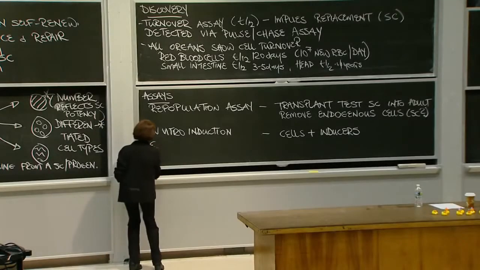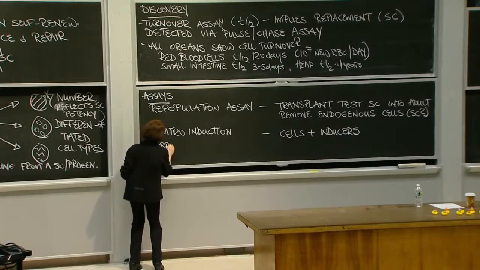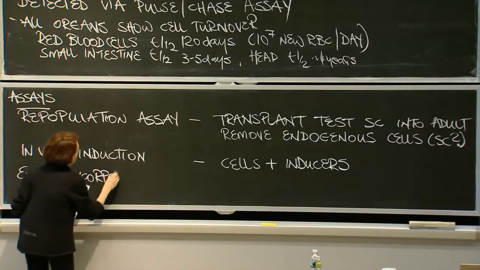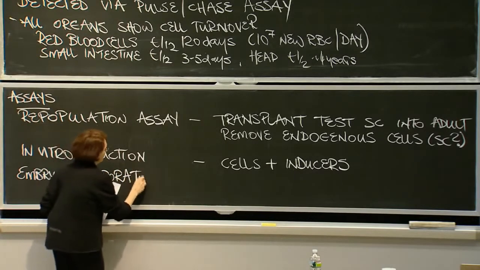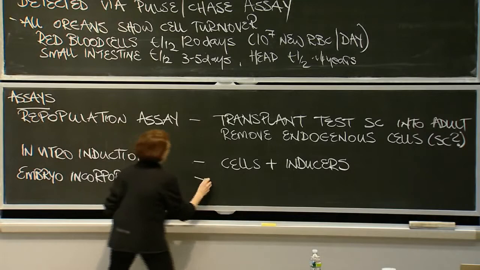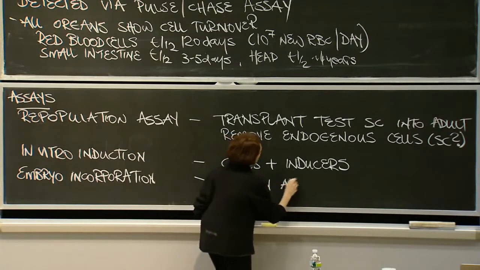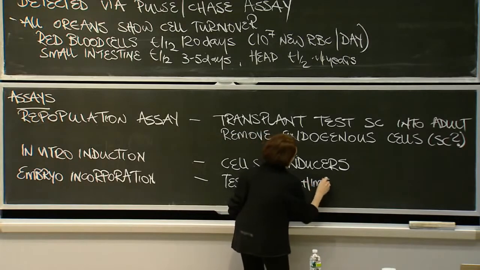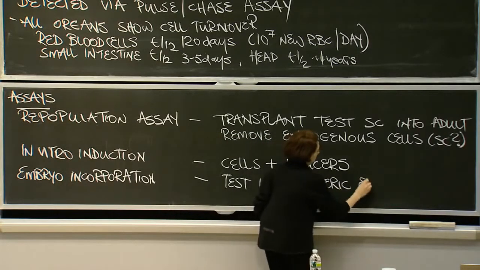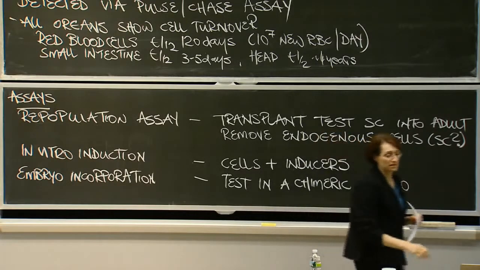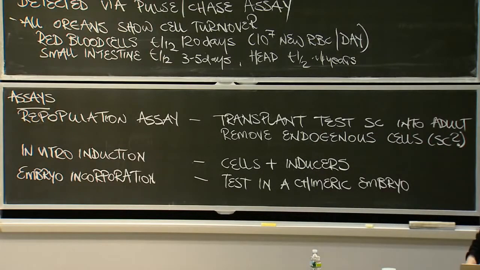And a third assay is called an embryo incorporation assay, where you're going to take cells that may be stem cells, and you're going to test them in a chimeric embryo. Let's go through your next slides to discuss each of these points.